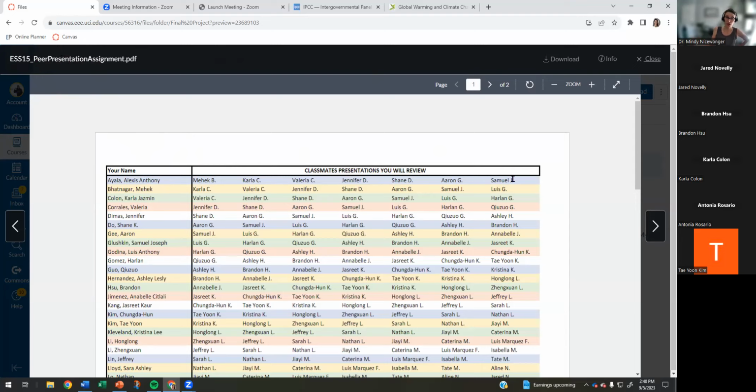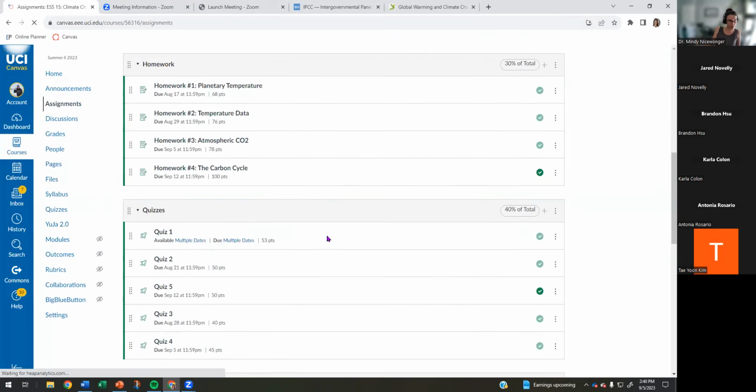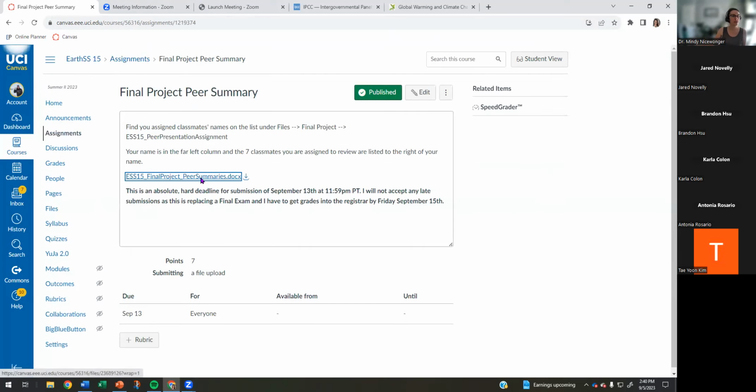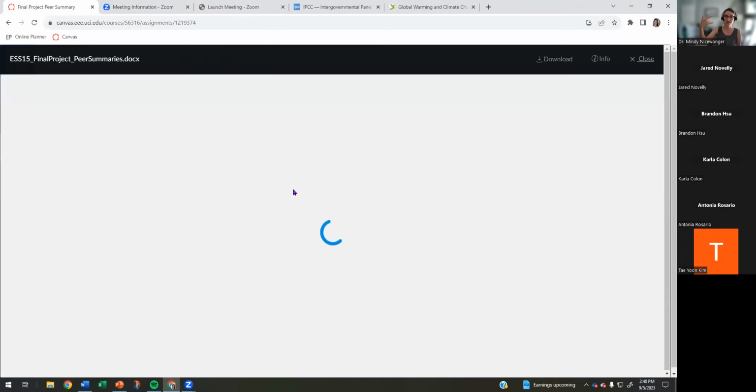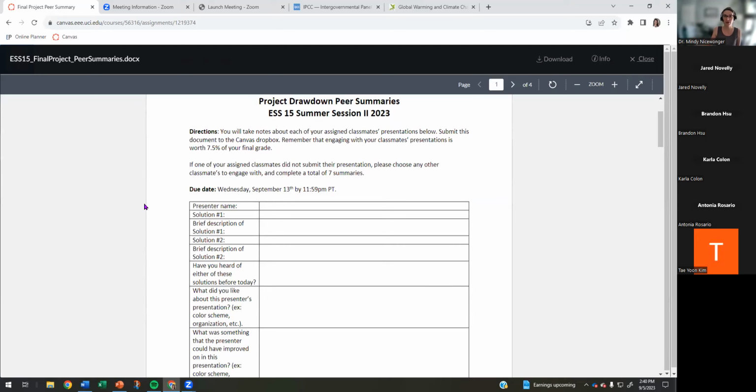Now, if unfortunately one of the people you've been assigned to review doesn't submit their project, it's okay. You can just choose anyone else's and submit 7. You just have to have 7. The form that you're going to submit is under Assignments, under the final project, peer summary. It is a document with 7 tables, and you're just going to summarize what you've learned after looking at the 7 presentations, okay?